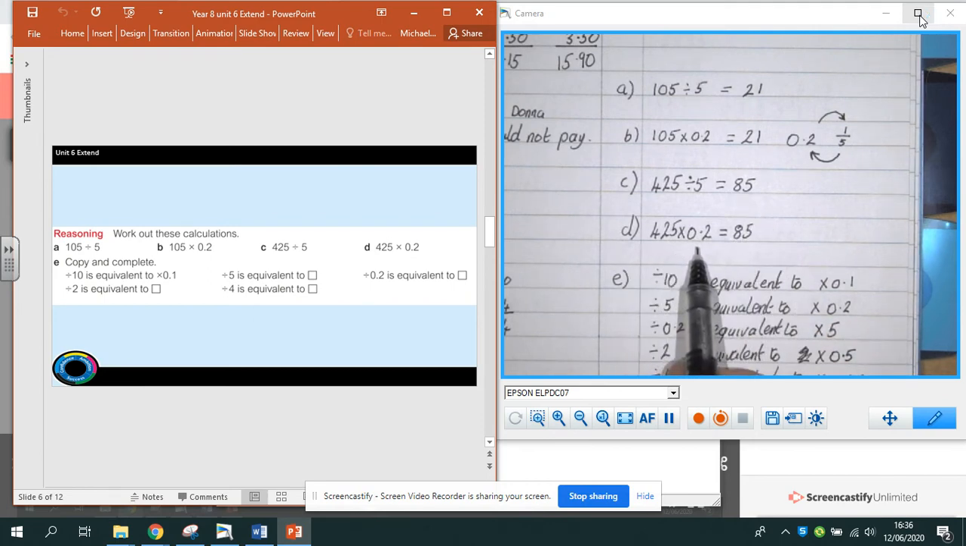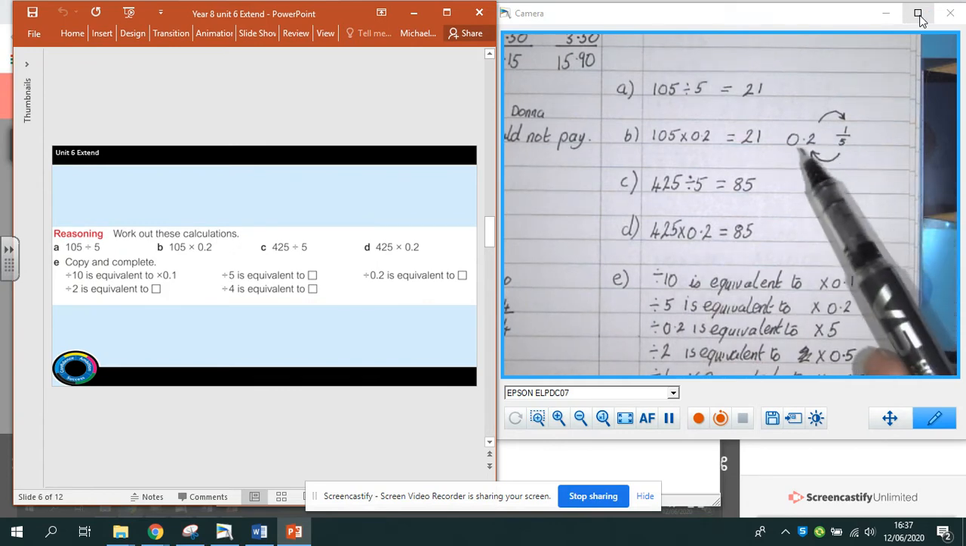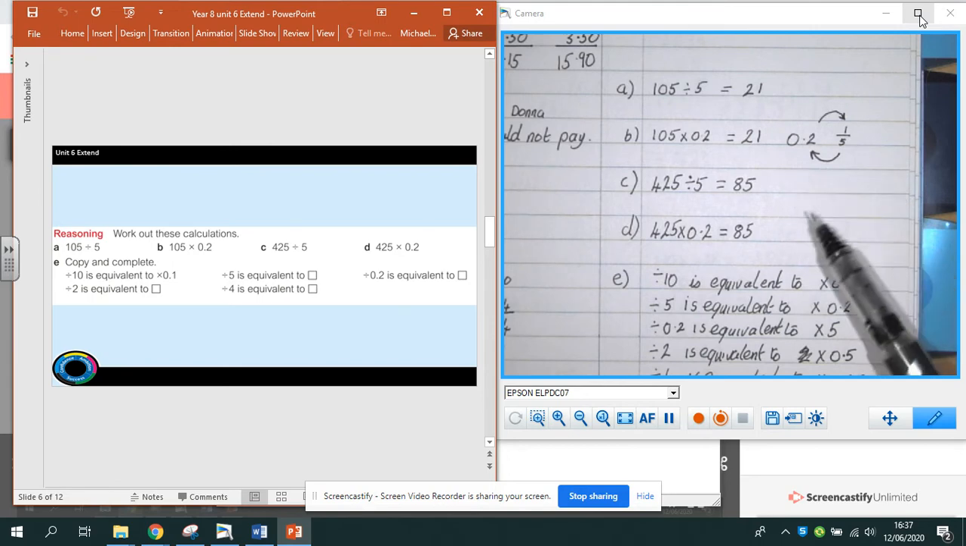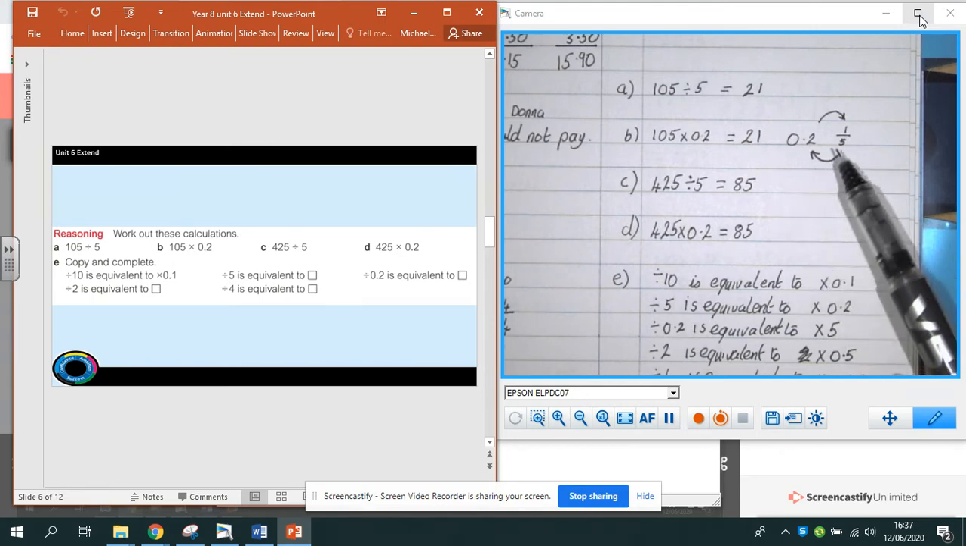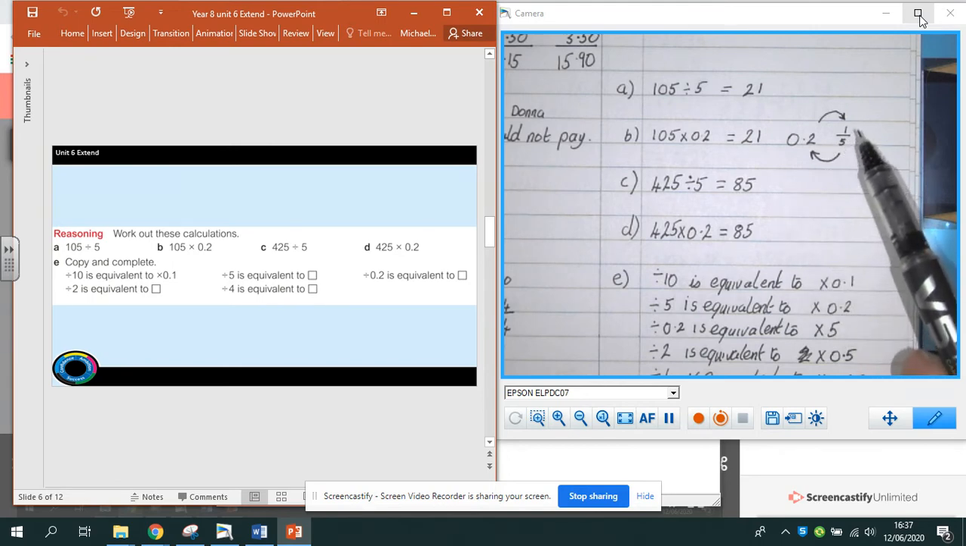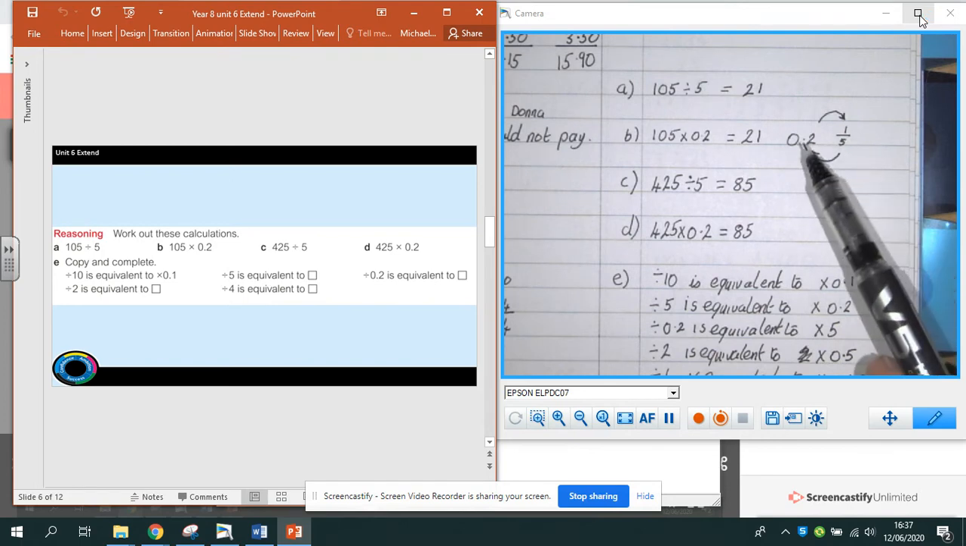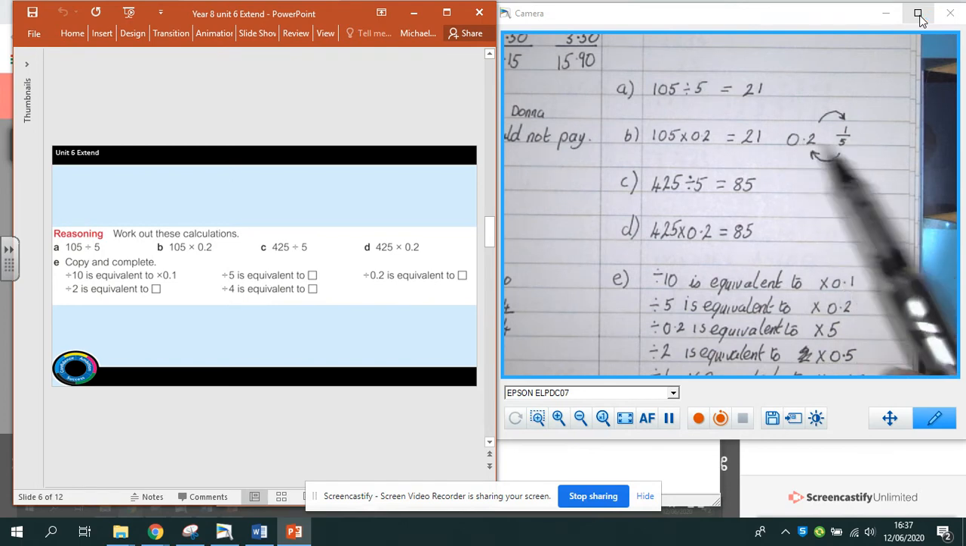425 times 0.2. 425 times 2 is 850. Divided by 10 is 85. So you should be able to see that there is a relationship here. So dividing by 5 is very similar, because this means 1 divided by 5 in another way. So this multiplied is the same as this multiplied.